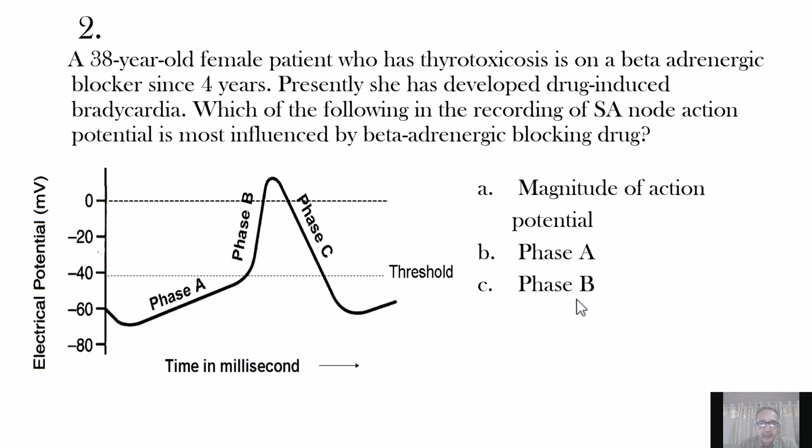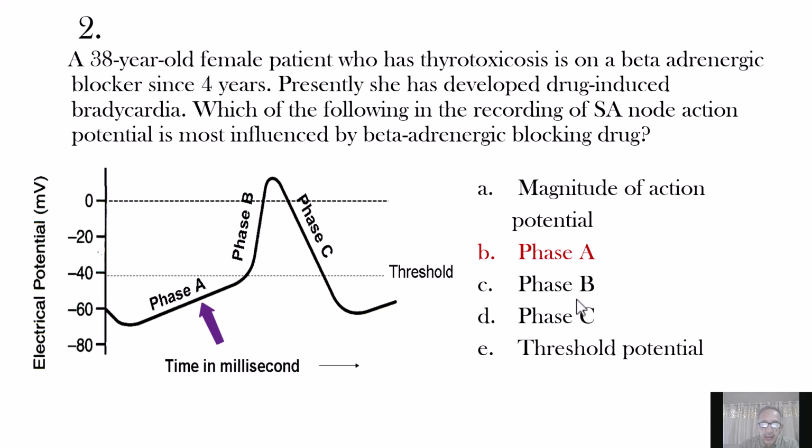Phase B is not the correct answer. It is affected by the calcium influx. Phase C is repolarization, by potassium efflux. There is another option. Threshold potential is also not affected by drugs, chemicals or hormones. It's phase A, or phase 4 as it is sometimes called in the actual recording. That is the unstable resting membrane potential.